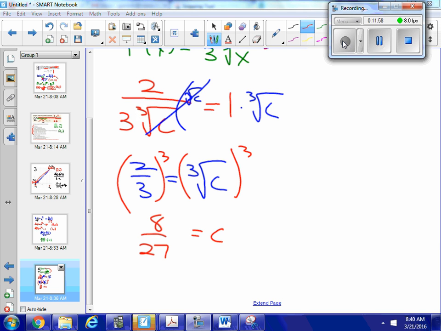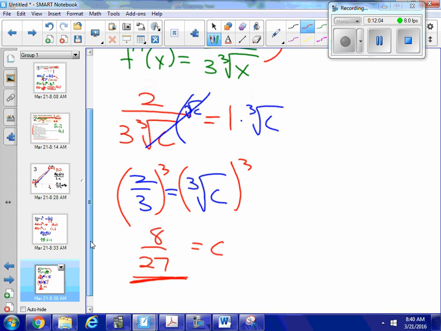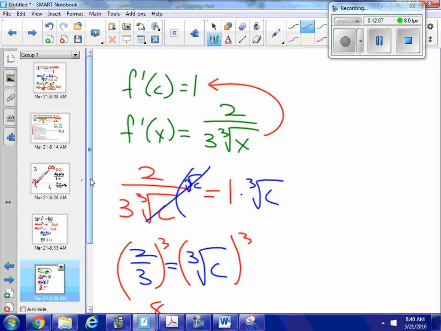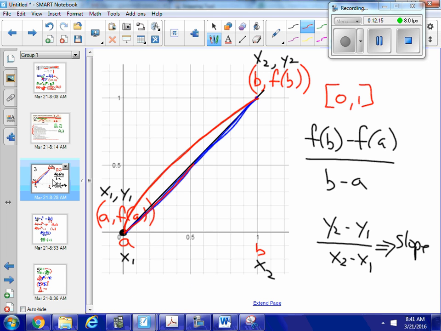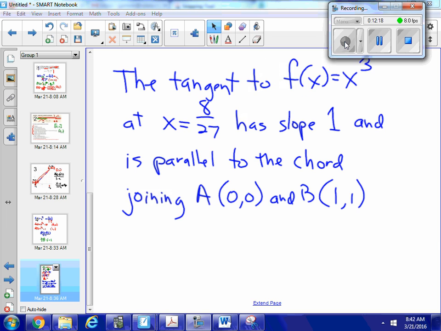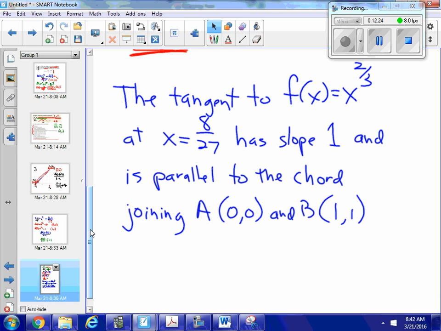So what this is telling me is that at the x value of 8/27, the slope of the tangent right at that point is going to be equal to 1, which will be parallel to the slope of this right there. And this is how you write it out in prose, and I'm going to be asking you to do this. The tangent to f of x equals x to the 2/3 at x equals 8/27 has slope 1 and is parallel to the chord joining A (0, 0) and B (1, 1).